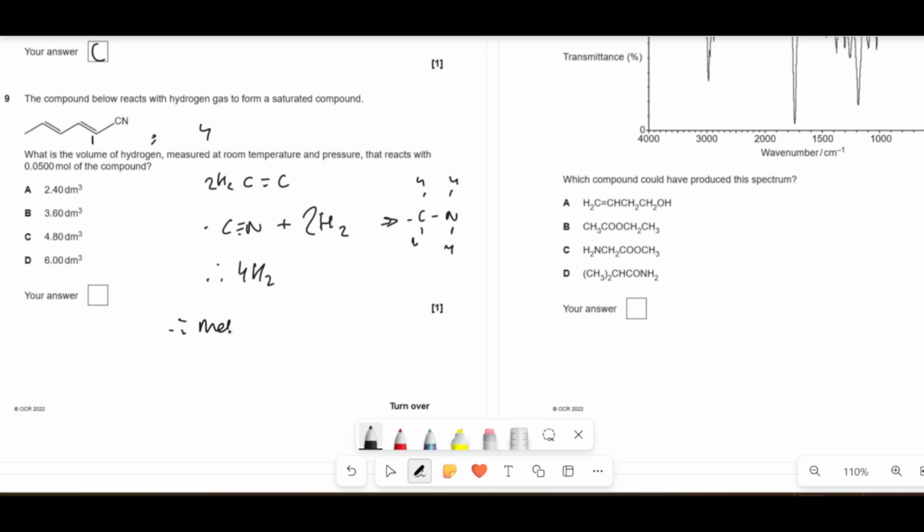That means the moles of the H2 is going to be 4 times that. So that's what, 0.05 times 4, which is going to be 0.2 moles. Now they've told you it's at room temperature and pressure and so forth. So that means that moles equals the volume over 24 decimeters cubed. So the volume is going to be moles times 24, which is 0.2 times 24. If we do that, we get 4.8 decimeters cubed, which is C.